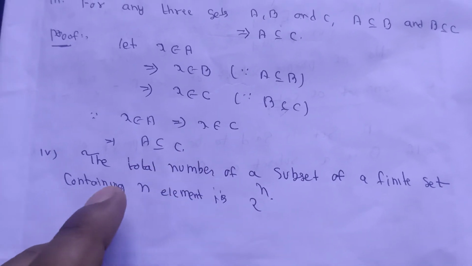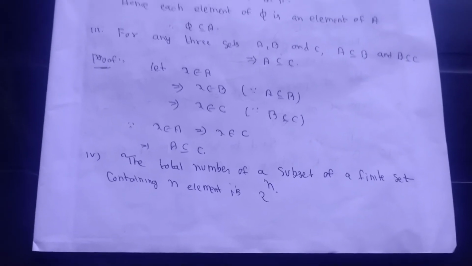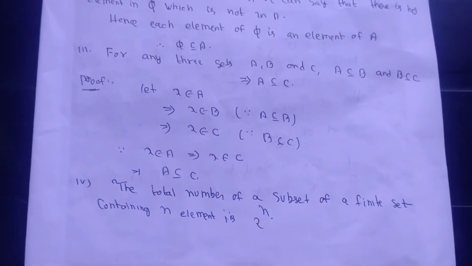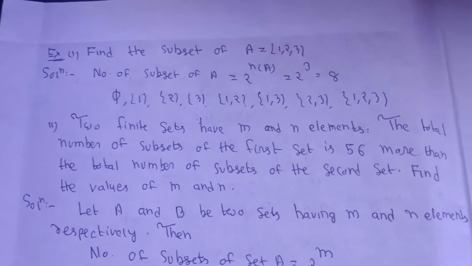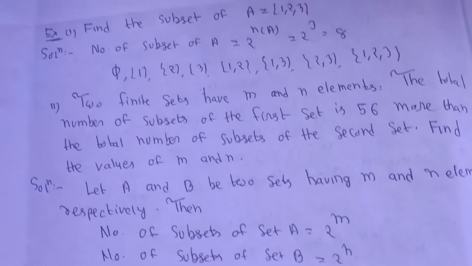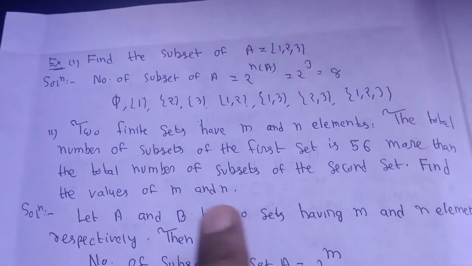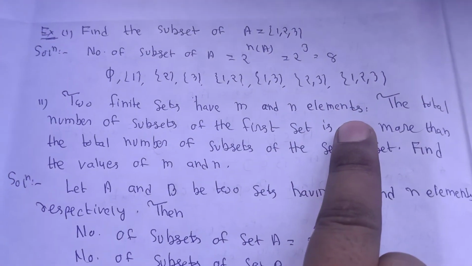The total number of subsets of a finite set containing n elements is 2 to the power n. For example, find the subsets of A equal to {1, 2, 3}. The number of subsets of A is 2 to the power n, 2 to the power 3 equal to 8. They are: phi, {1}, {2}, {3}, {1, 2}, {1, 3}, {2, 3}, {1, 2, 3}.